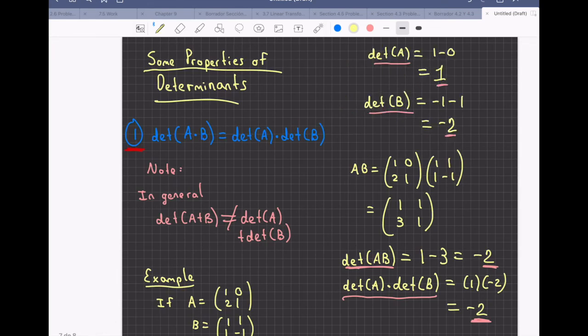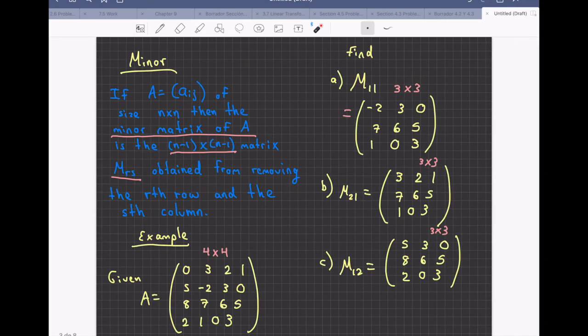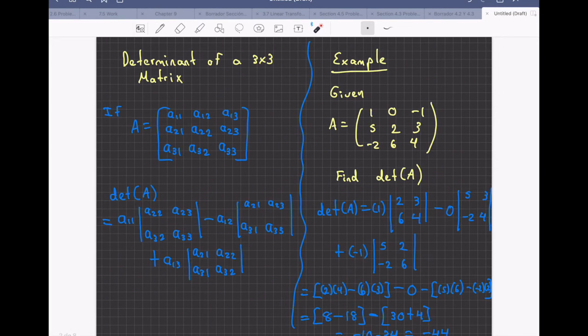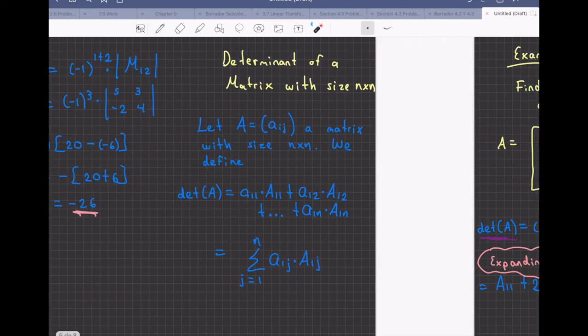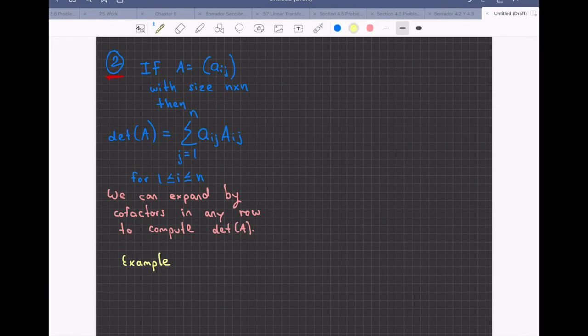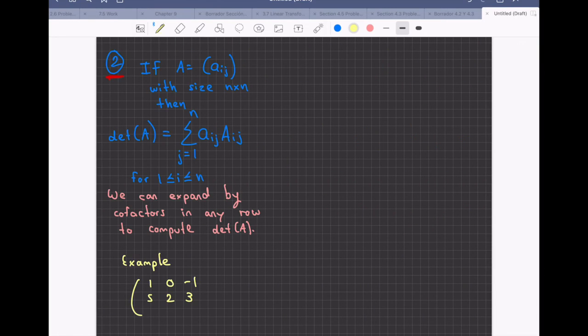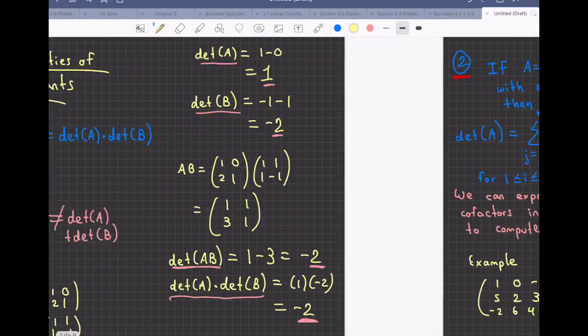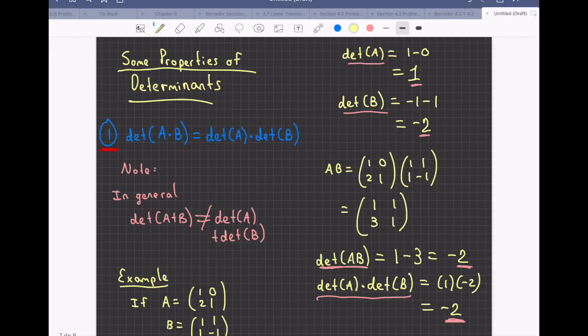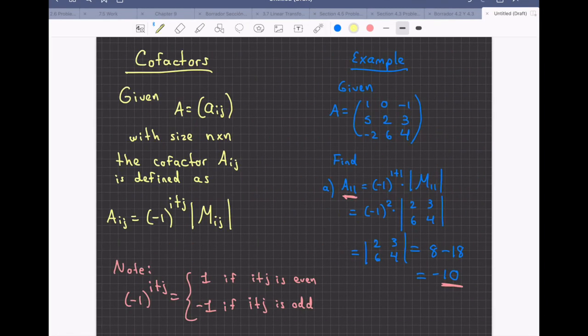Example. Let's see the first example for this matrix: 1, 0, -1, 5, 2, 3, -2, 6, 4. Let me verify. Yeah, it's correct.